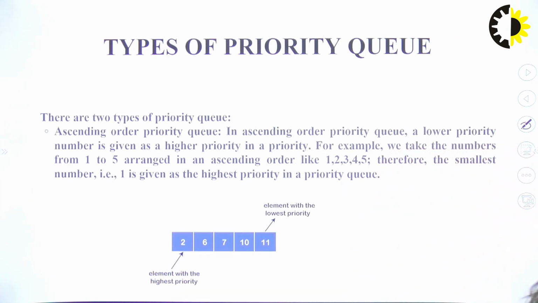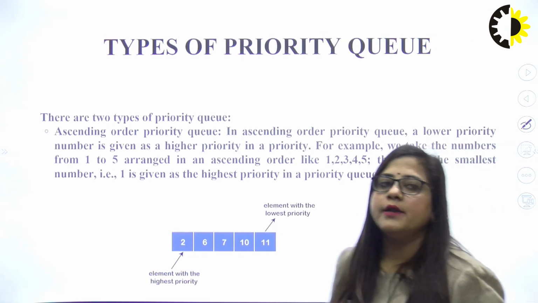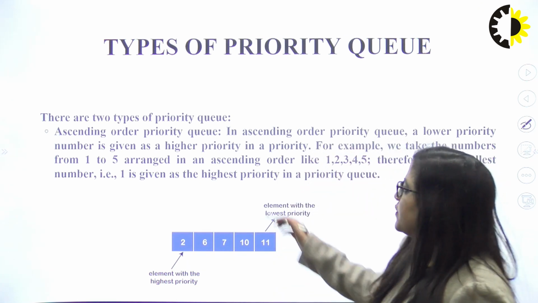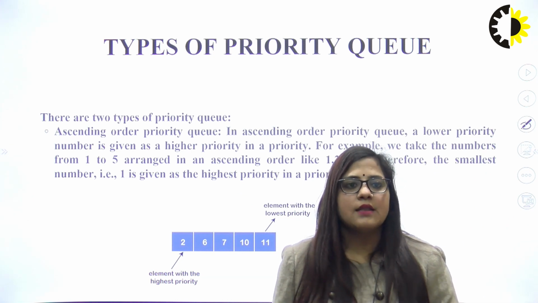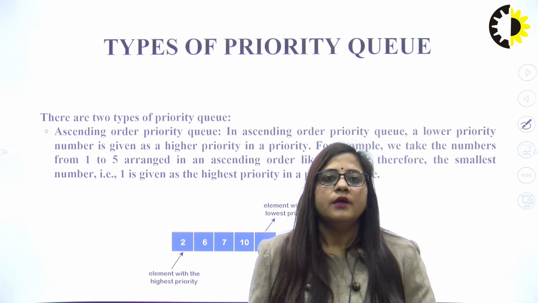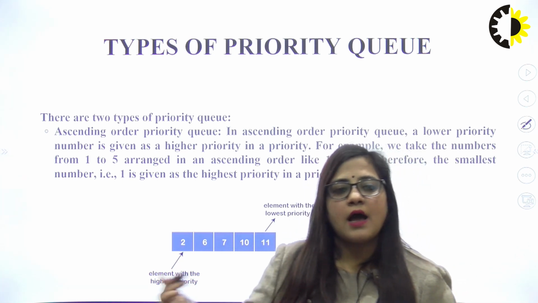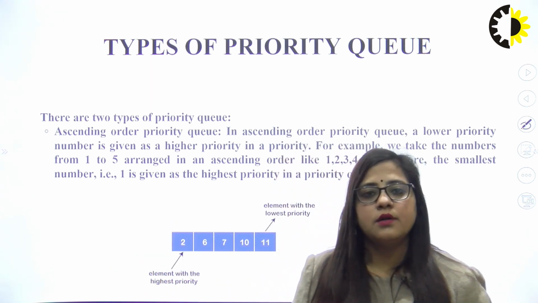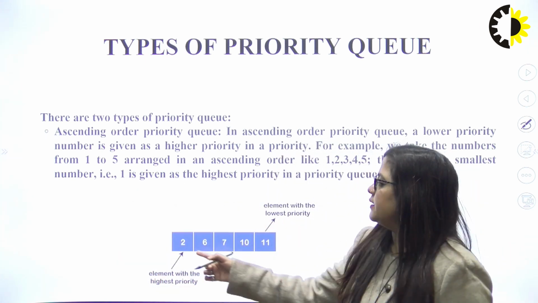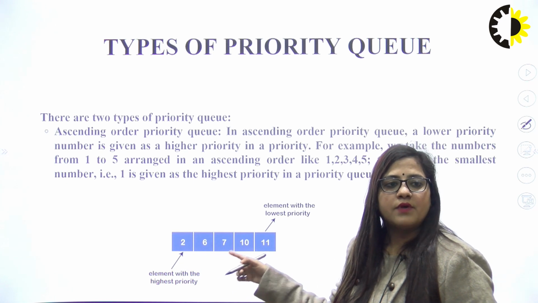Now, types of priority. Priority is classified into two types. First one is ascending order and second one is descending order. In ascending order, the lower priority number is given the high priority, and a higher number is given the lowest priority. Let's suppose we take an example here also: 2, 6, 7, 10, 11.